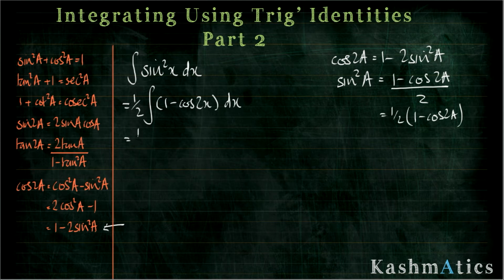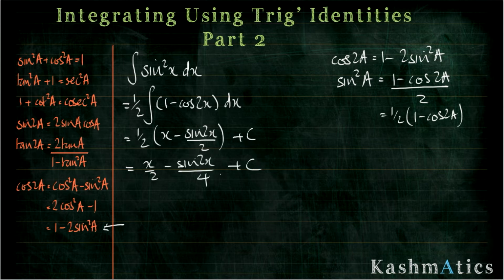To integrate that, the half stays as it is, and whatever's in the brackets gets integrated, and that becomes x take away, now cos becomes sine, so this would be sine 2x, but I need to remember to divide by the coefficient of x. Oops, we don't need the dx, let's get rid of that. Plus c is what I need. And we can expand the brackets and tidy it up. So I can write that as x over 2 take away sine 2x over 4 plus c. You don't need to expand the brackets, but you can if you want.